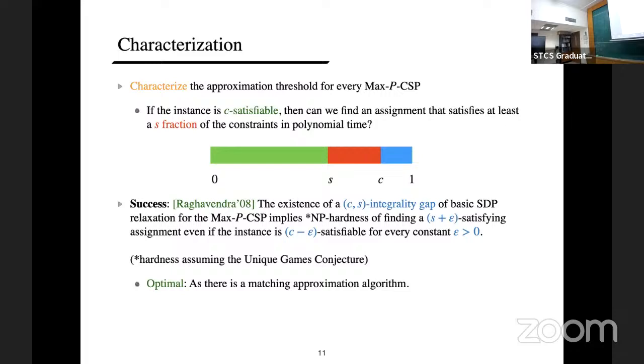I'm getting confused. I thought that you were saying that there is a prescribed SDP. Right, yes.